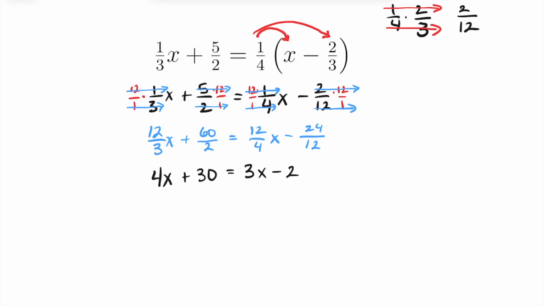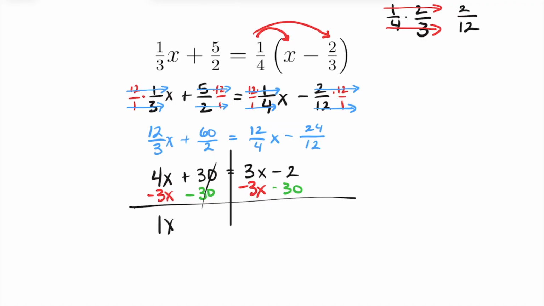From here, though, we are going to move all of the x's to one side. I'll subtract a 3x from both sides of the equal sign. And then I will also subtract a 30 from both sides of the equal sign. Keep in mind that equal sign is right here. And when we do that, we have 4x minus 3x is 1x. The 30 and the minus 30 cancel out. 3x minus 3x, those will subtract down to 0. And negative 2 minus 30 is negative 32. X equals negative 32.